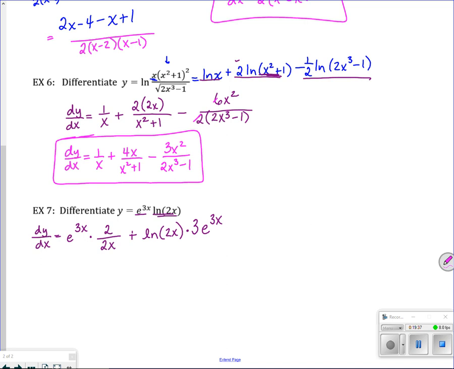And again, just a little reducing there. dy dx, those 2's cancel. So e to the 3x over x plus, not a whole lot I can do here. I might put the 3 in front. Again, those are multiplied, so they can be in any order. So however you put that is fine. And there you have it.